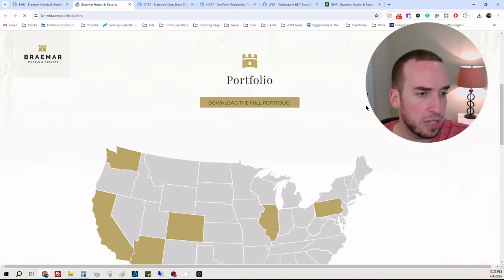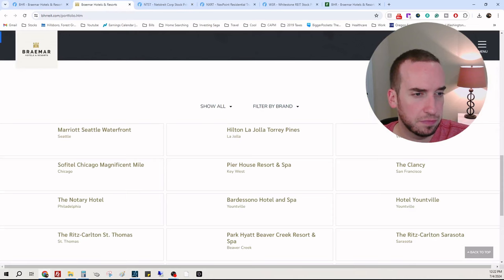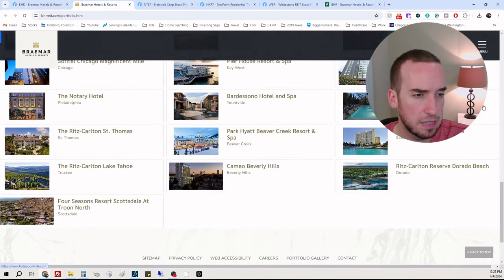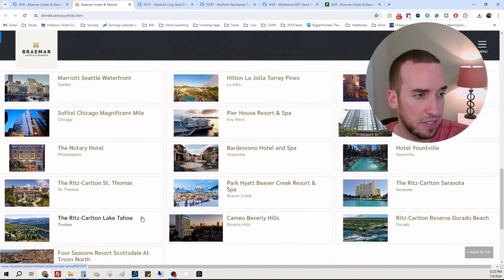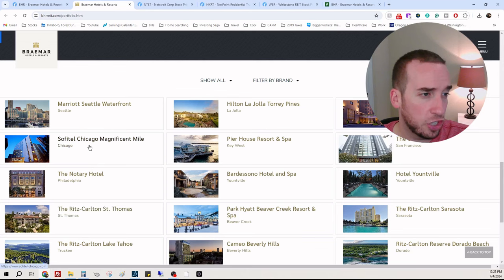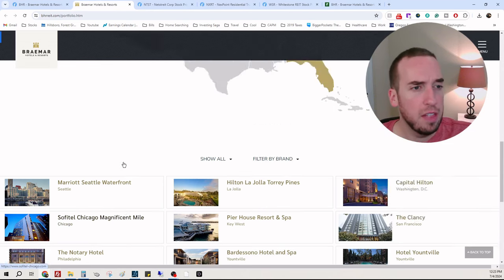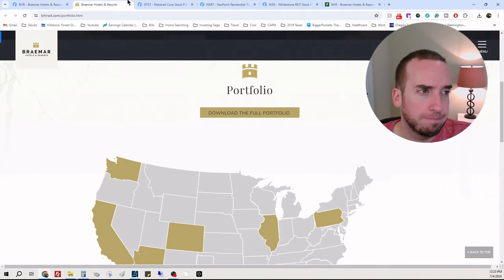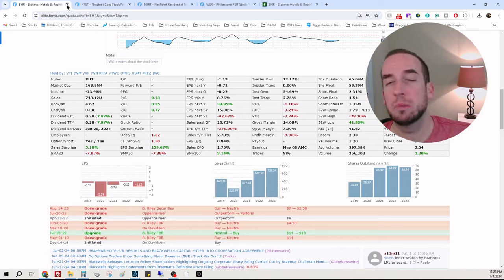All right, portfolios. I just kind of want to see a map. Okay, so it wasn't Oregon. Sarasota, Ritz-Carlton, Ritz-Carlton, St. Thomas. Very cool. Chicago. I like Chicago. Okay, so very cool. I'm gonna leave you at that. The rest is up to you.